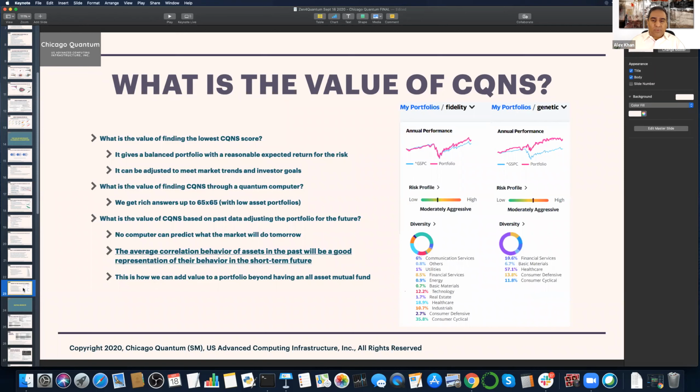Then the question is, what's the value of that for the future? As we were getting into it, we believe that because of the average correlation between the behavior of these assets, you can use that correlation. That's a good representation of the behavior in the future, at least for a short time. And so that is the real value of the CQNS.